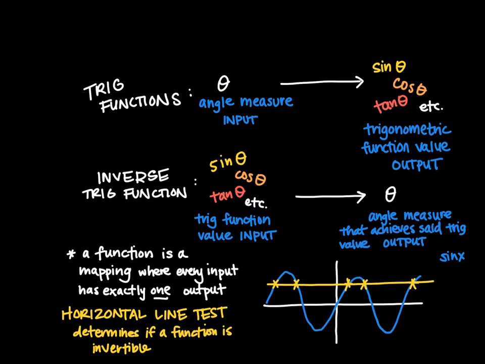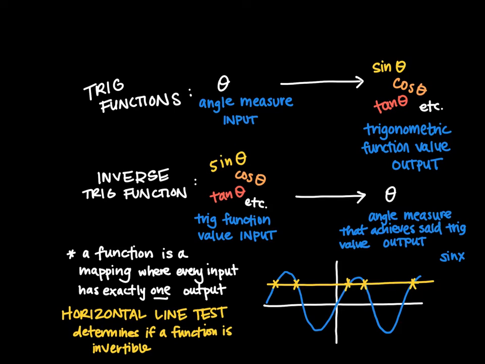This is saying a particular sine value is achieved in my picture at 5 different inputs. And so if I'm trying to find the inverse function, which would ideally give me the particular sine value and then give me one specific angle measure where this happens, that becomes impossible because sine fails the horizontal line test. I have 1, 2, 3, 4, 5 different places where the same sine value is achieved.